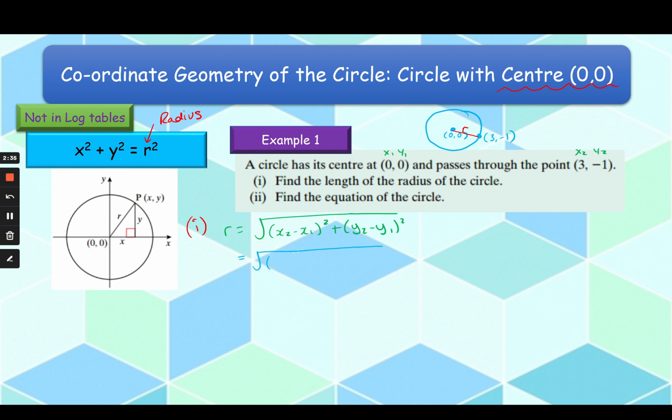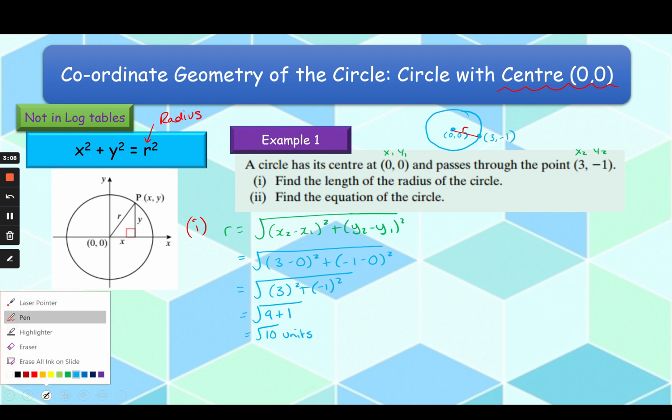So let's sub these in. Instead of x2, I'm going to have (3 take away 0) squared plus (minus 1 take away 0) squared, which means I get the square root of 3 squared plus (minus 1) squared. 3 squared is 9, plus (minus 1) squared is 1, so I get the square root of 10, which if we put into our calculators, guys, just leaves us with the square root of 10 units. Therefore, the radius of our circle is the square root of 10.